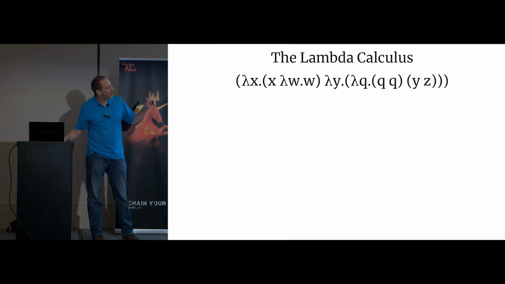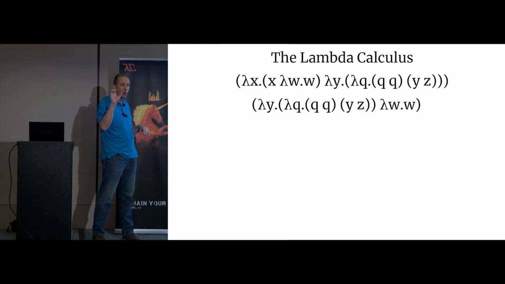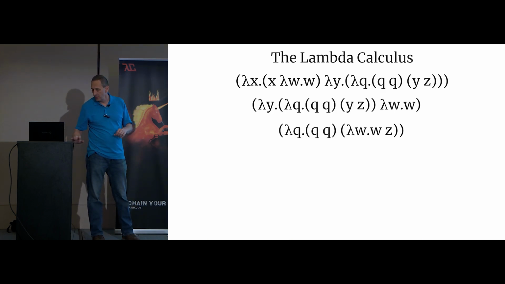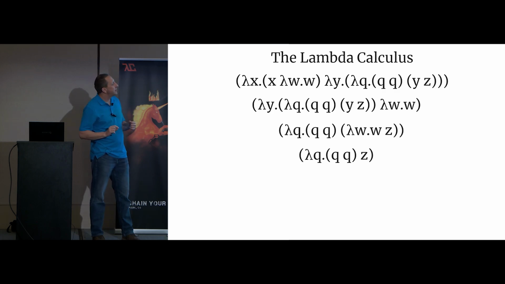So let's look at this same expression, except we'll make some different choices. In this case, we're going to take the entire lambda y expression and drop it into the lambda x. And then we take the lambda w.w expression and drop it in for the y. And then we drop the whole lambda w.z expression in for the q. Lost track. Drop the z in for the w and get just z back. And then drop z into the lambda q expression. And we get the same normal form as we got before.